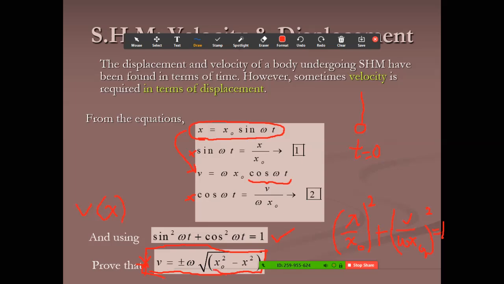What is x naught? The amplitude. What is x? X is the displacement where you want the velocity. For example, the amplitude is 5 cm, but you want the velocity at 2 cm. So your x will be 2 cm, x naught will be 5 cm. Omega, you know how you can get it.